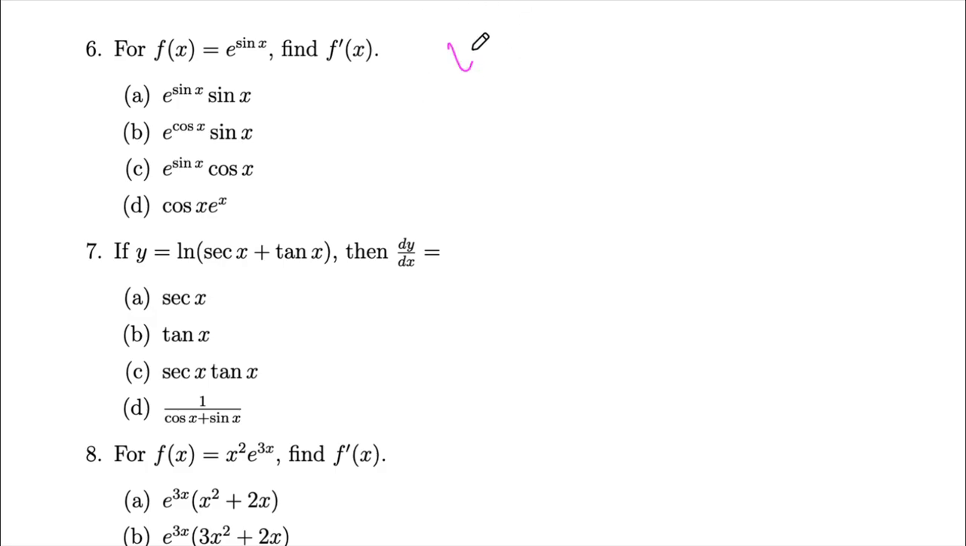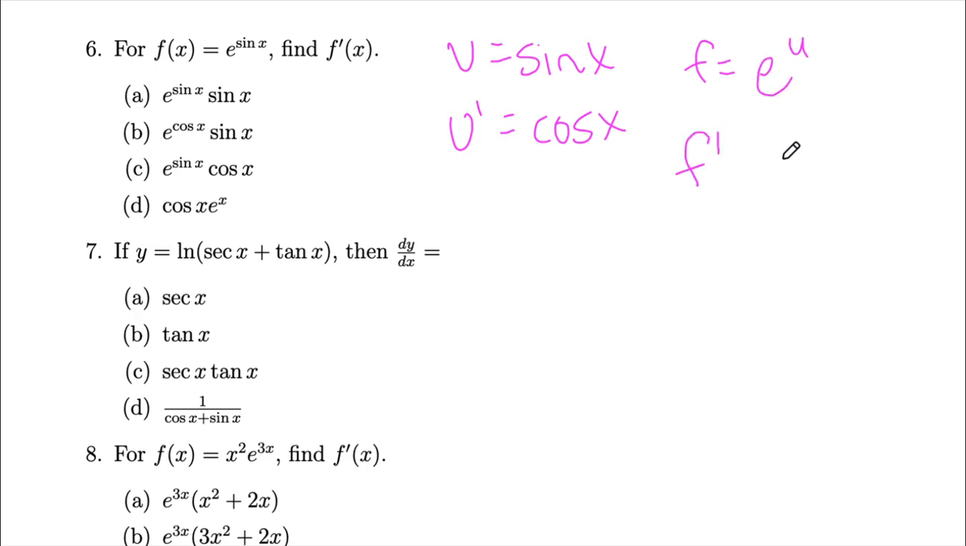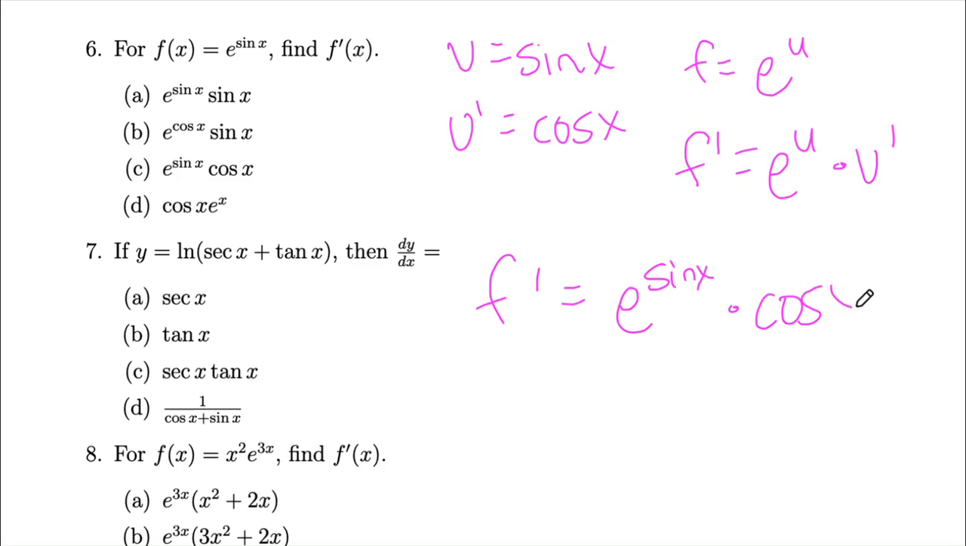So we are going to let u equal sine x, and then u prime equals cosine x. Now we're going to rewrite f in terms of u. So we're going to get f equals e to the u. Then we're going to take the derivative of f, and we're going to get e to the u times u prime using the chain rule. Now we are going to plug everything back in. So this will become e to the sine x times cosine of x, which is answer choice C.